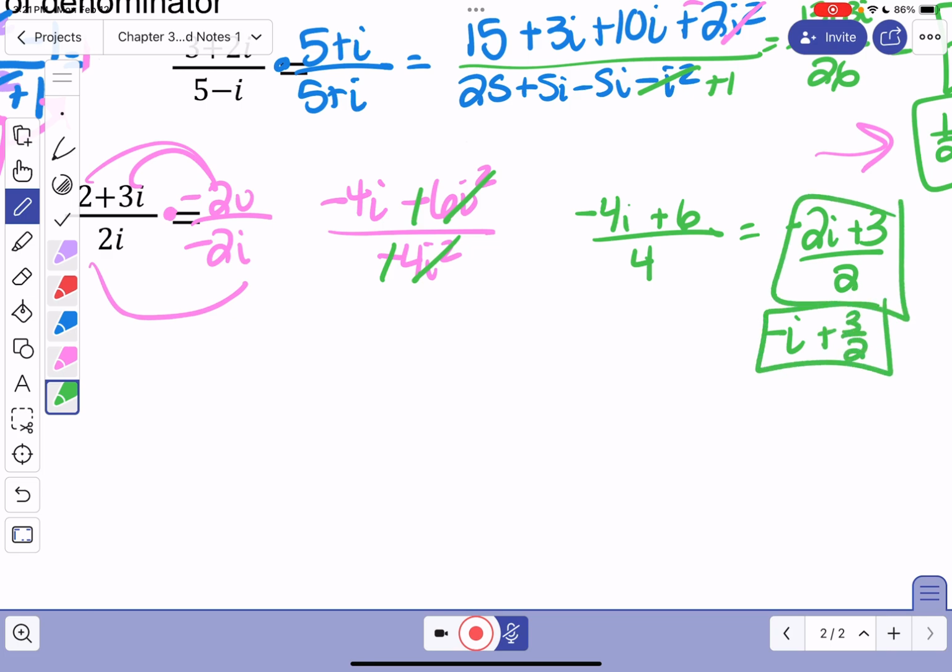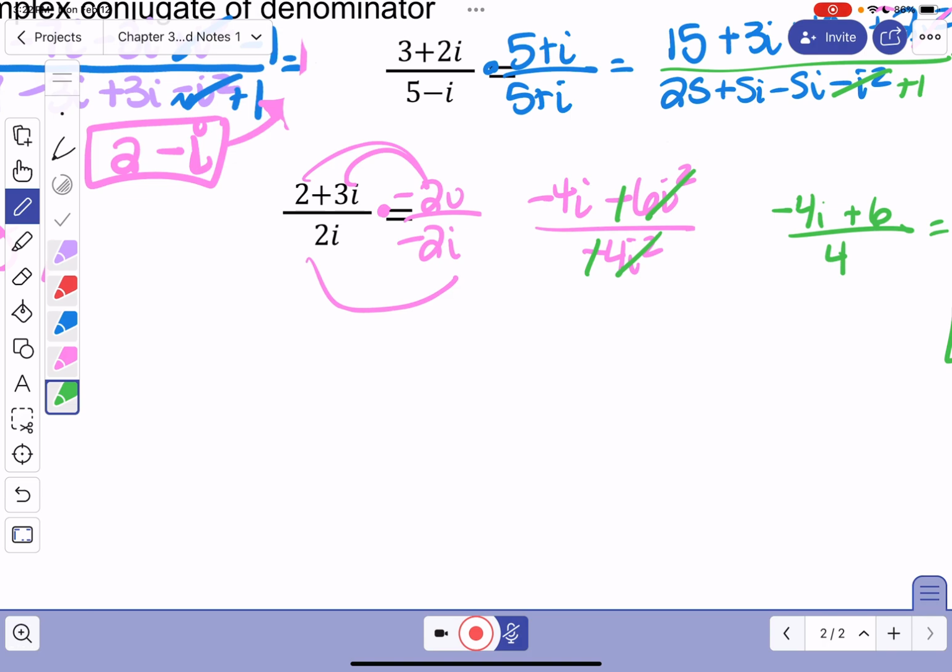Both of those work. So that is section 3.1. Let me know if you have any questions.